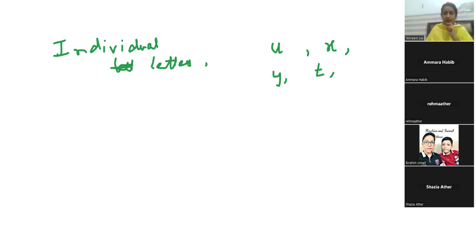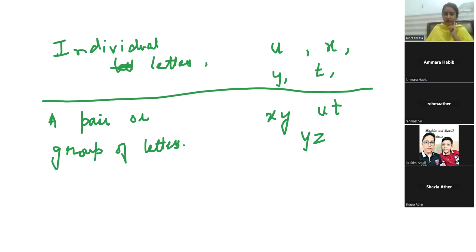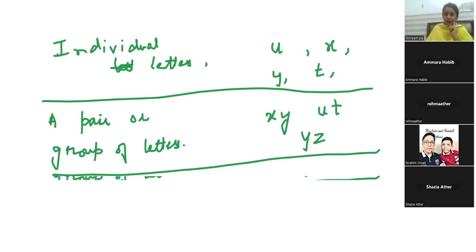Okay. Second option for terms. What is another option in terms? A pair or group of letters. Okay. So pair means I can write XY, I can write UT, I can write YZ. So a pair or group of letters is again called one term. So this is one term, this is one term, this is one term.